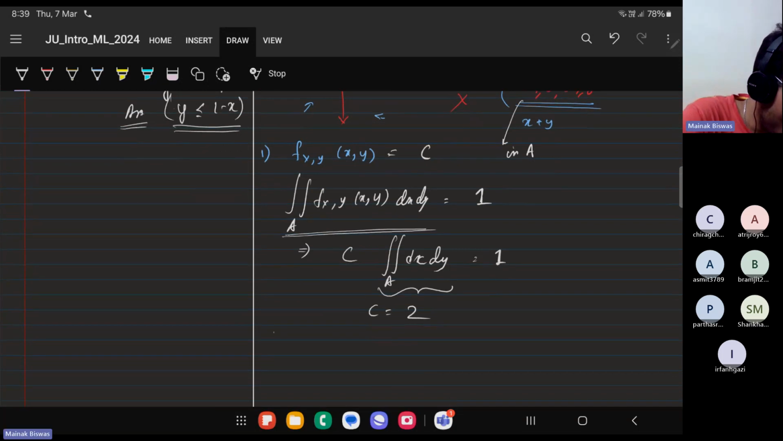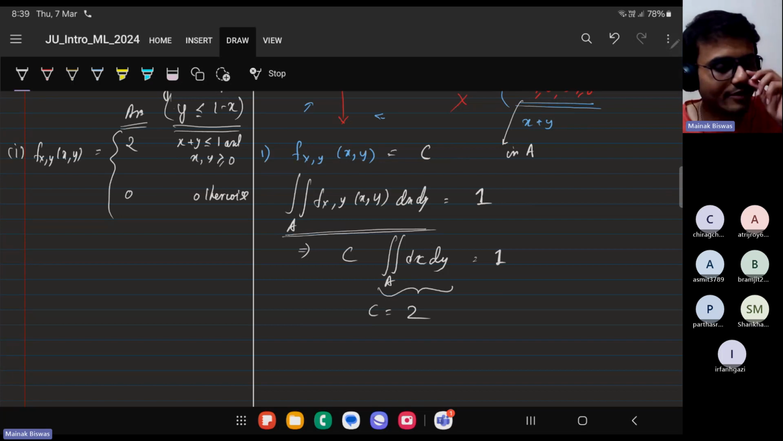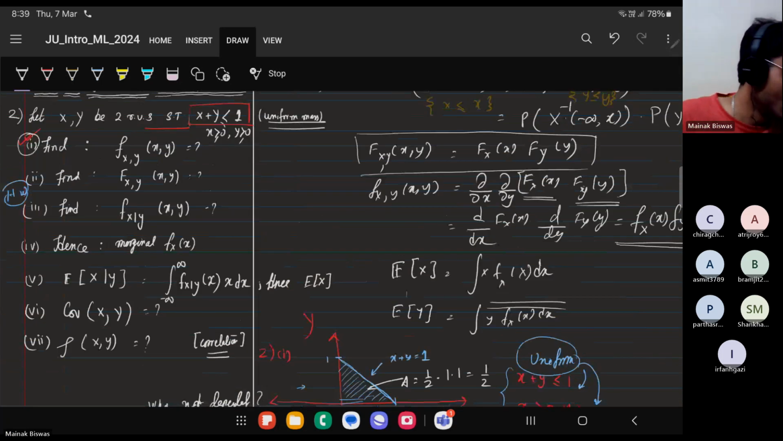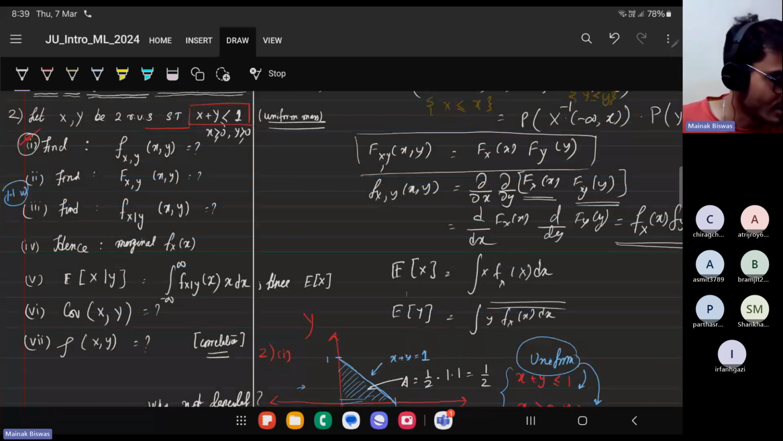Now, f of x comma y, xy. Let me just note it down on the side. So my first answer is f_XY(x,y) is equal to 2 if x plus y is less than or equal to 1 and x, y greater than 0, and 0 otherwise. So my PDF is defined. The CDF I won't do. There are a lot of cases. It will just waste my time. You just find out all the cases and do the simple calculation like I did in the previous question.